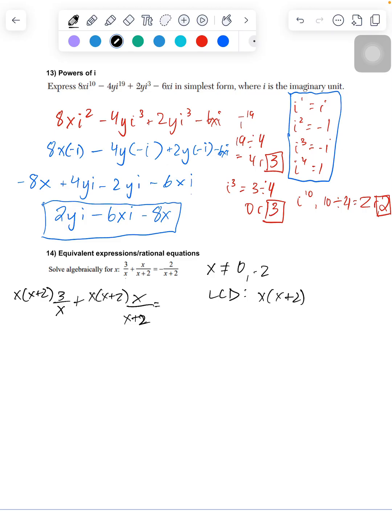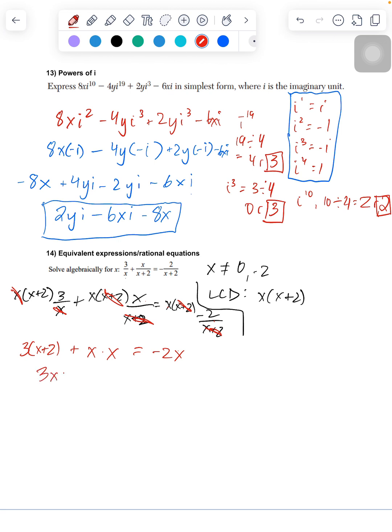x plus 2 equals x plus 2 times -2 over x plus 2. All right, sorry about the spacing here. All right, so now let's cancel out some stuff. Cancel out the x's here, cancel out the x plus 2 here, cancel out the x plus 2 here. All right, so I get 3 times (x plus 2) plus x times x from here equals -2x. All right, because all I have left is an x and a -2.